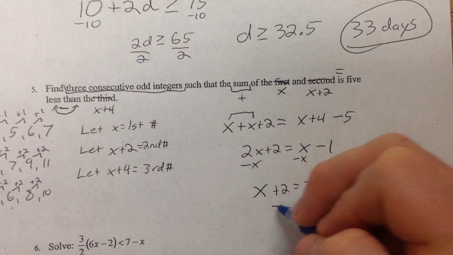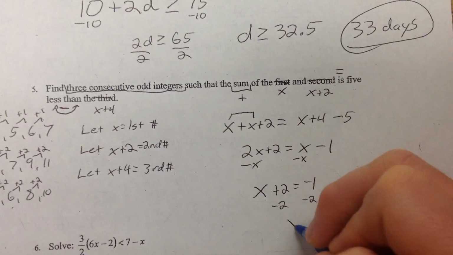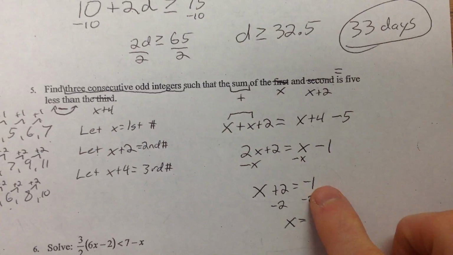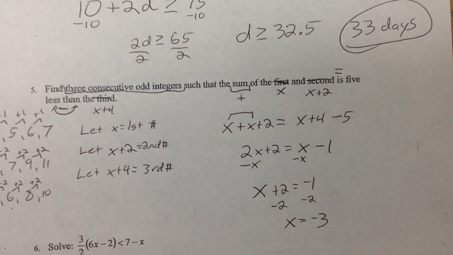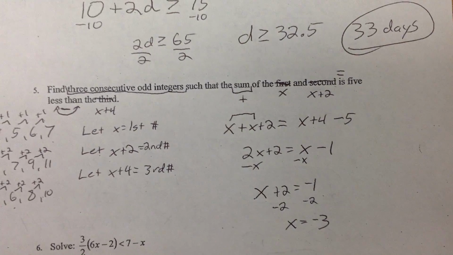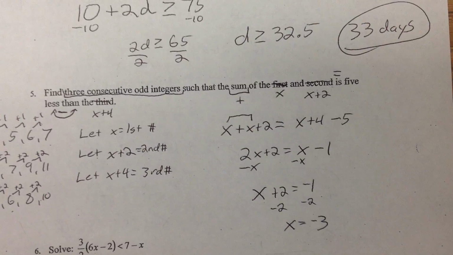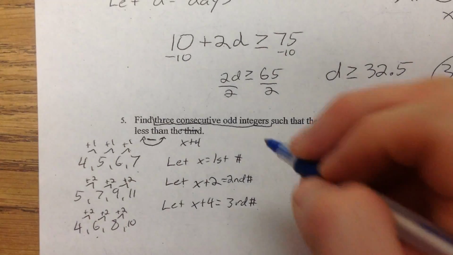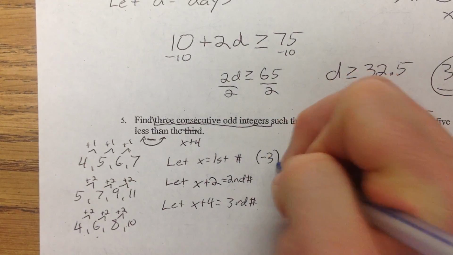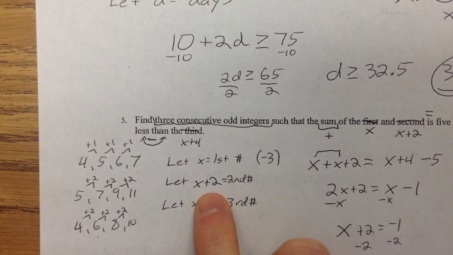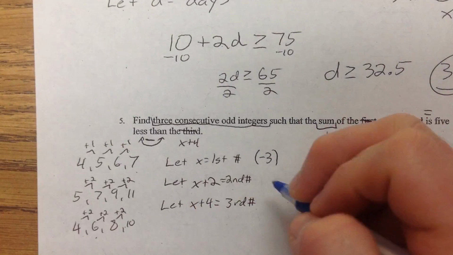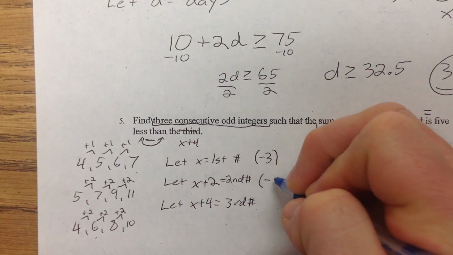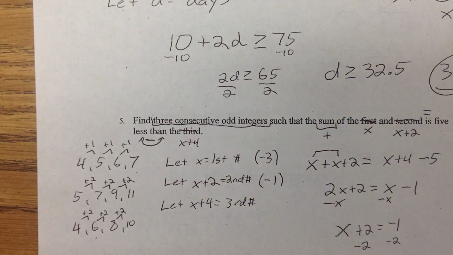And then our last step here would just be to subtract 2 from both sides. X is going to be equal to, careful, negative 1 minus 2 is actually negative 3. Right, so x equals negative 3, but remember the problem asked us to find 3 numbers. So negative 3 is our first number, and then negative 3 plus 2, be careful, it's not going to be negative 5. Negative 3 plus 2 is actually negative 1.